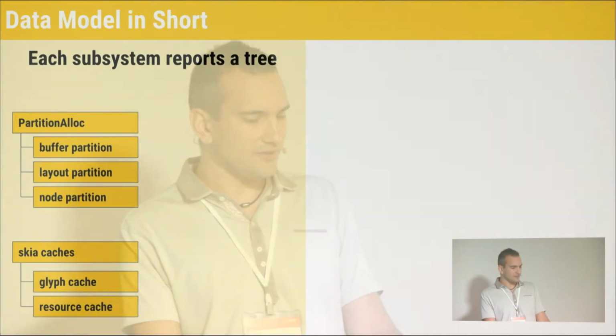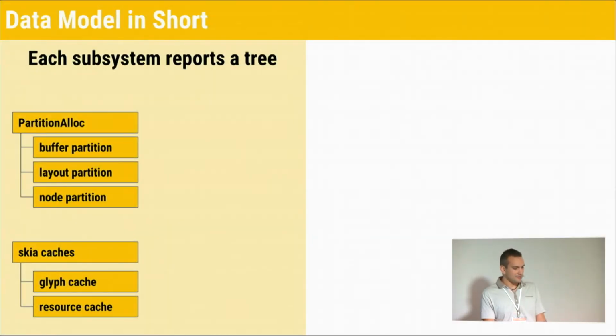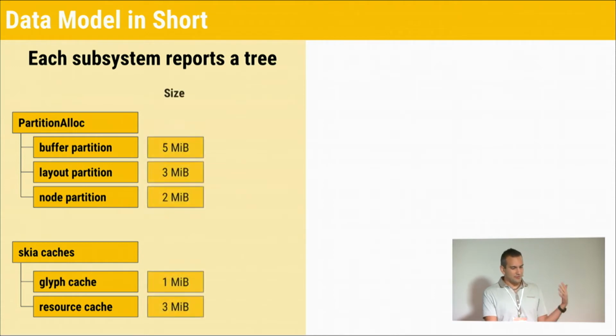Partition alloc says, these are my partitions, like buffer, layout, node, and Skia says, I actually have a couple of caches, caches for glyphs and caches for resources. And in each snapshot they provide their status: okay, the buffer partition contains 5 megabytes, layout 3 megabytes, 2, et cetera.